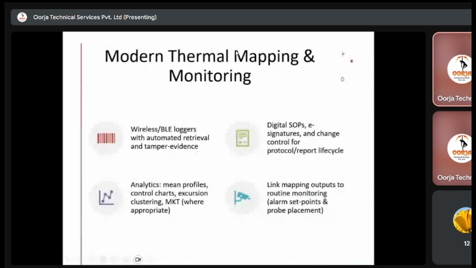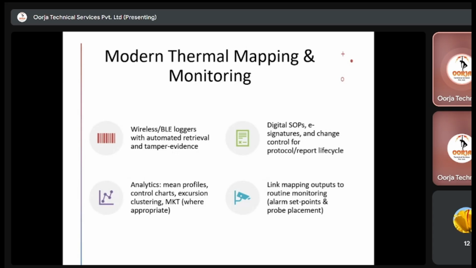Now, coming back to the modern thermal mapping and monitoring system. Earlier we used other loggers. Now, as technology advances, there are Bluetooth low energy data loggers, which transmit the data in real time, right? So such data loggers are available in industry right now. These are the future of data logger based mapping.